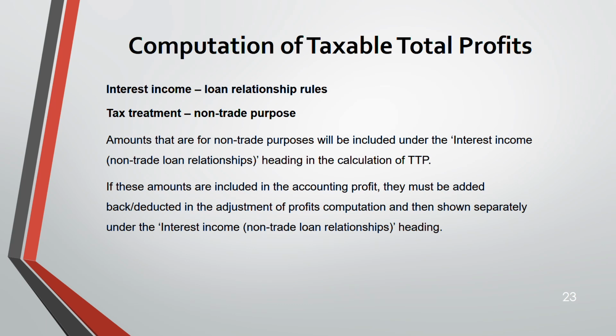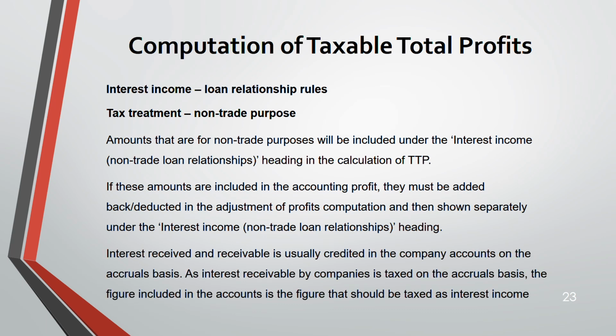If these amounts were included in the accounting profit, what do you have to do? Either you have to add back or you have to deduct from your profit and then show separately under interest income heading. If you're not understanding any of this, don't worry. We'll do calculations. Interest received and receivable usually credited in the company accounts on the accrual basis. Interest receivable by a company is taxed on accrual basis. So the figure included in the accounts is the figure that should be taxed as interest income.